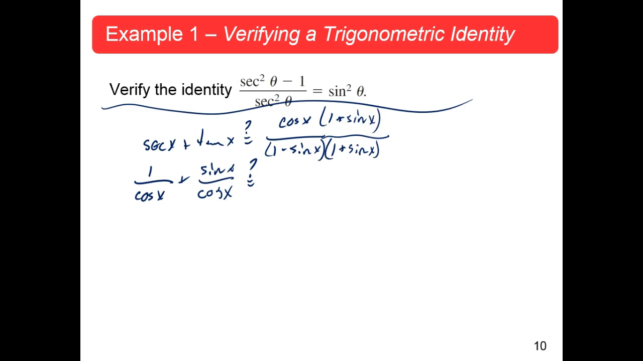Now, okay, I did it up there. Let me bring down and see what we've got here. What is your new denominator? Minus sine squared x, perfect. And your new numerator, I would say let's leave it just like it is. Cosine x times 1 plus sine x.